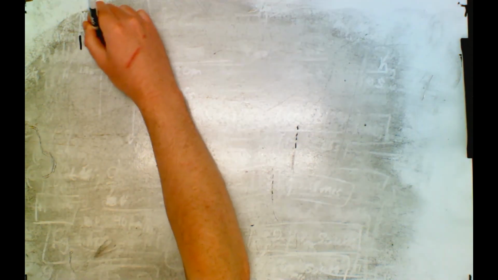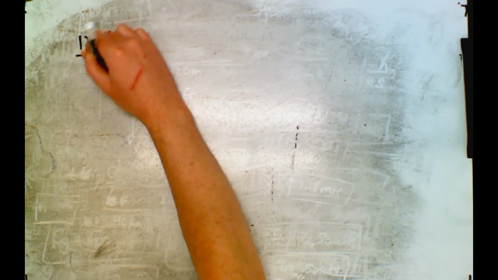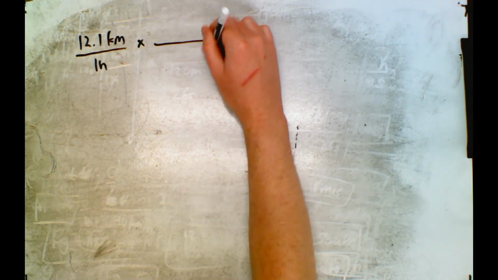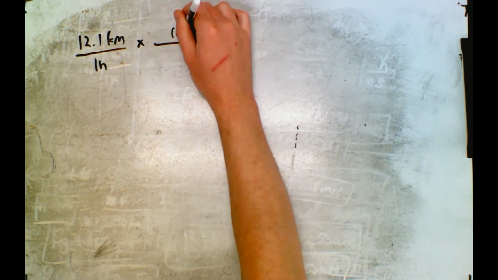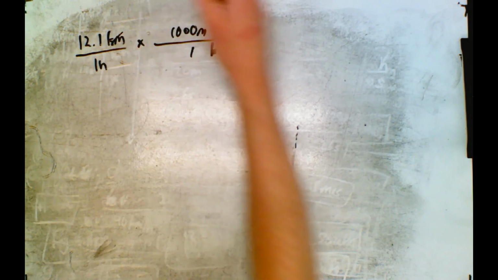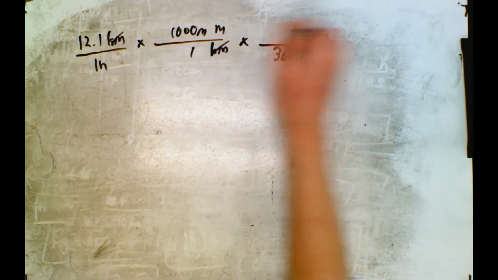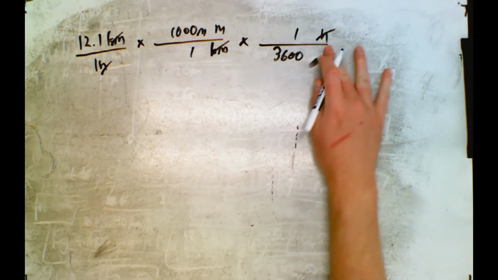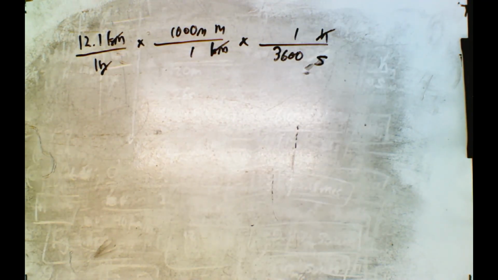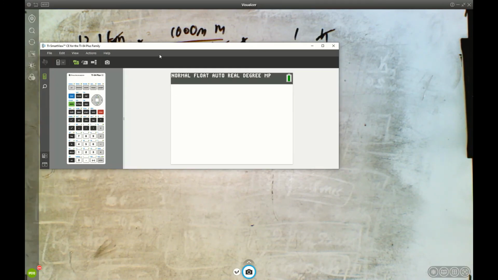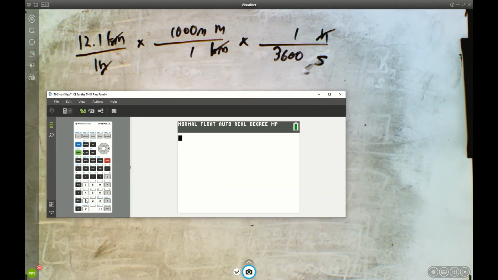So if I go 12.1 kilometers per 1 hour, and kilometers into meters, 1,000 meters in 1 kilometer, and hours into seconds, 3,600 seconds in 1 hour, I can find out my answer in meters per second. 12.1 times 1,000 divided by 3,600. And I get that as my speed.